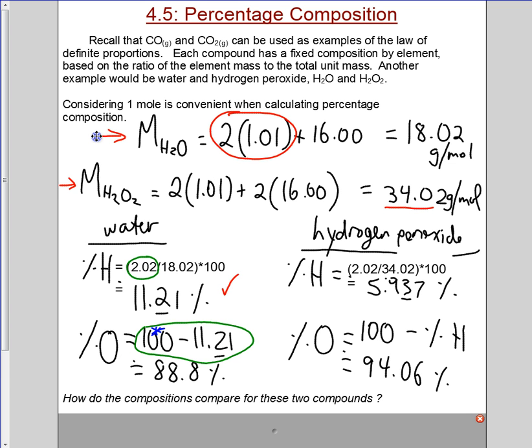For hydrogen peroxide, do the same calculation for the ratios. Again, hydrogen's contribution to the overall mass is still at 2.02 grams for every mole of the compound. However, the total mass of 1 mole is now 34.02. So the percentage of hydrogen is lower now, at about 5.9%. And again, subtracting that from 100 to get 94.06%. Notice in the percentage oxygen for hydrogen peroxide, I'm carrying 3 significant digits, but in that case it happens to be 2 decimal places.